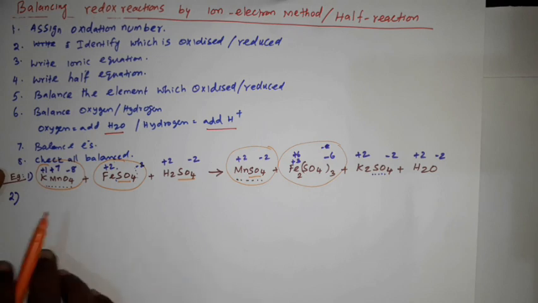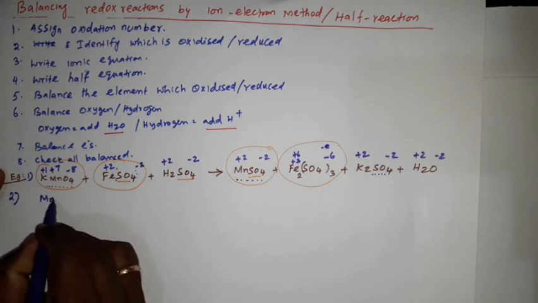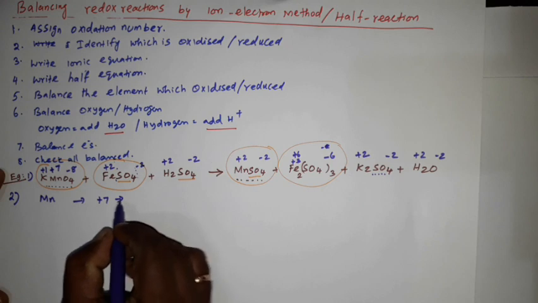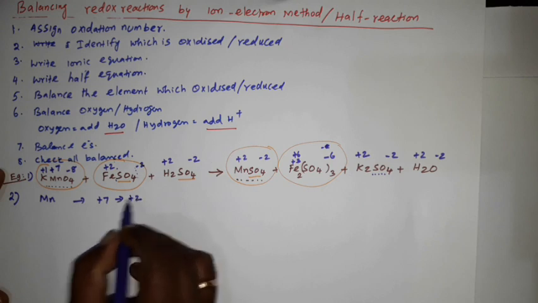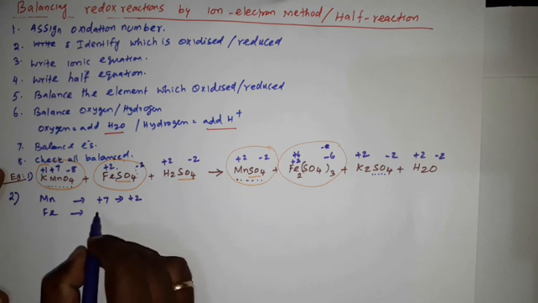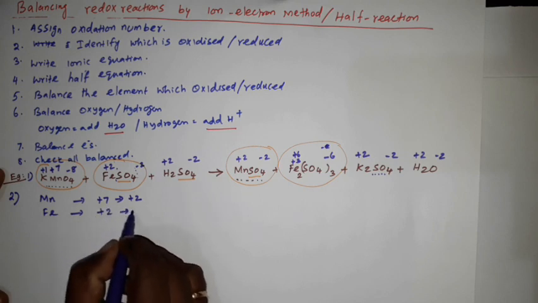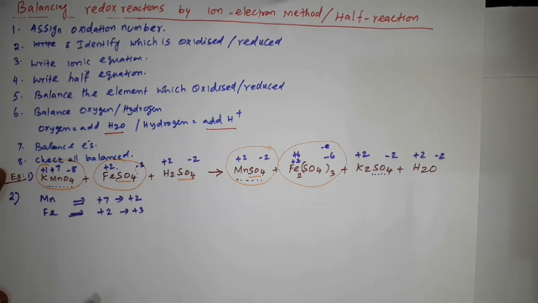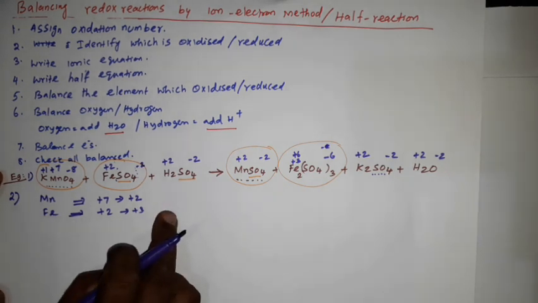Now you have to write the ionic equation. This is step 3. Manganese changes from plus 7 to plus 2. Iron, Fe, changes from plus 2 to plus 3. So we have identified the oxidized and reduced atoms.